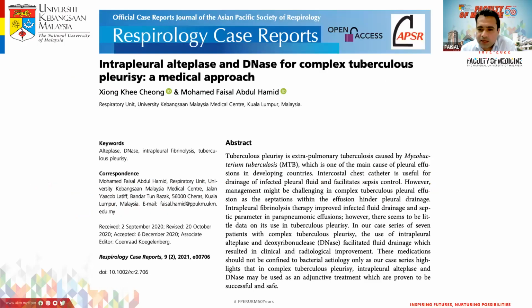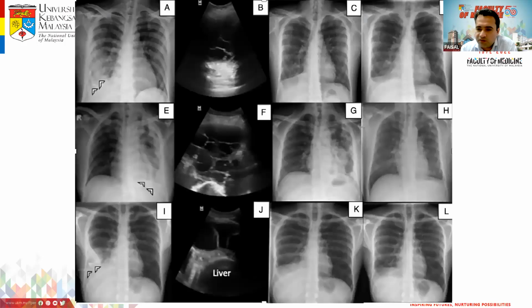This is one of the largest case series that we published, looking at 7 cases of TB empyema and TB effusion that we treated with alteplase and DNase. You can see that all these patients have very septated and loculated effusions. We gave this combination of 16 milligrams alteplase as well as 5 milligrams pulmozyme, and it resulted in remarkable improvement on the X-ray. This is post completion of the fibrinolytic agent, and this is 1 month on follow-up.